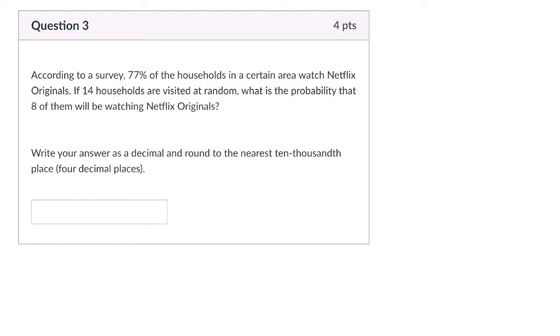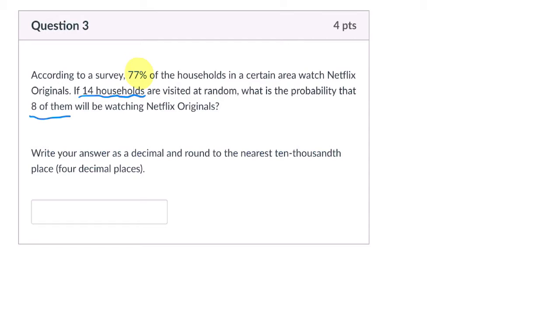All right, so we're told here that according to a survey, 77% of households in a certain area watch Netflix originals. And if 14 of them are visited at random, okay, 14 households, what is the probability that 8 of them will be watching these Netflix originals? So as we start to break this down, let's think about it.